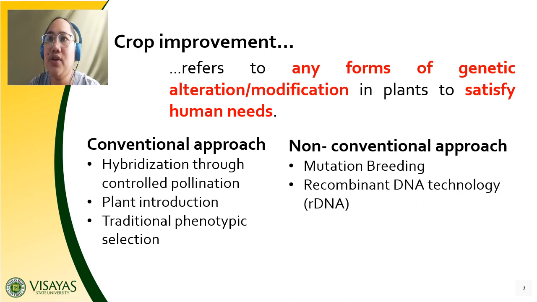Then you have here recombinant DNA technology, also known as rDNA technology. This is a powerful tool for genetic analysis and manipulation, and this tool facilitates gene transfer across natural biological barriers by bypassing the sexual process in plants. Then you have, last but not the least, marker-assisted selection. So this makes use of molecular markers to increase the efficiency and effectiveness of the selection process.